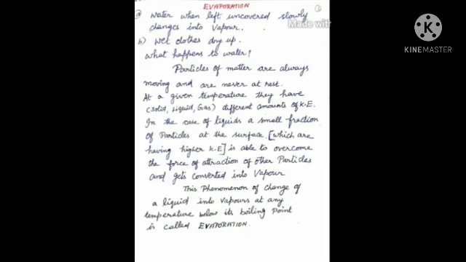At a given temperature, in any gas, liquid, or solid, there are particles with different amounts of kinetic energy. In the case of liquids, a small fraction of particles at the surface having higher kinetic energy are able to break away from the force of attraction of other particles and get converted into vapor. This phenomenon of change of a liquid into vapors at any temperature below its boiling point is called evaporation.